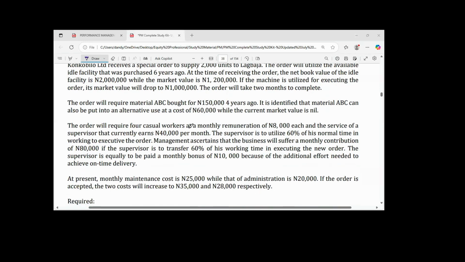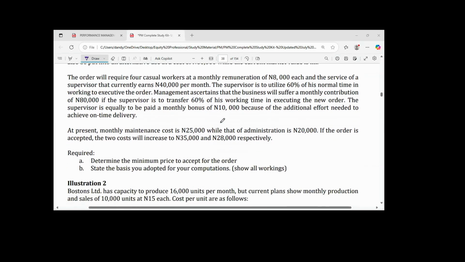The order will require 4 casual workers at a monthly remuneration of 8,000 naira each, and the service of a supervisor that currently earns 40,000 naira per month. The supervisor is to utilize 60% of his normal time in working to execute the order. Management ascertained that the business will suffer a monthly contribution loss of 80,000 naira if the supervisor is to transfer 60% of his working time to executing the new order. The supervisor is equally to be paid a monthly bonus of 10,000 naira because of the additional effort needed to achieve on-time delivery. At present, monthly maintenance cost is 25,000 naira, while that of administration is 20,000 naira. If the order is accepted, the two costs will increase to 35,000 naira and 20,000 naira respectively. You are required to determine the minimum price to accept for the order and state the basis you adopt for your computation. Thank you very much, Christy.